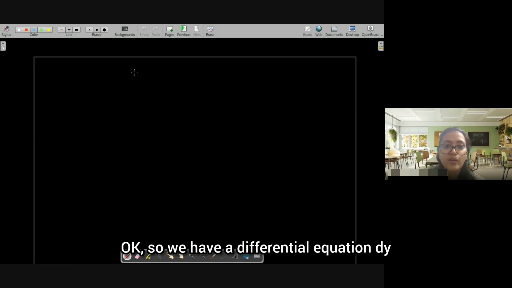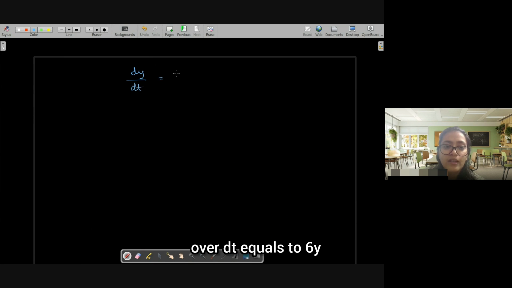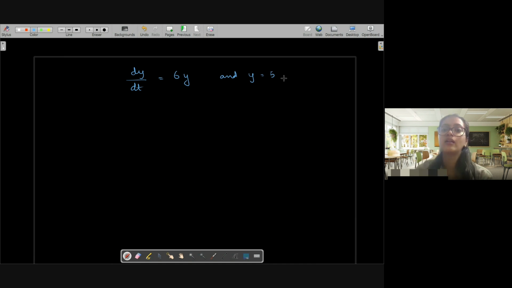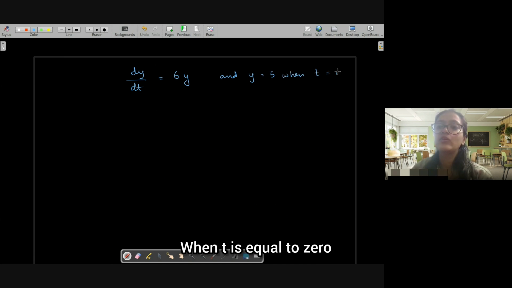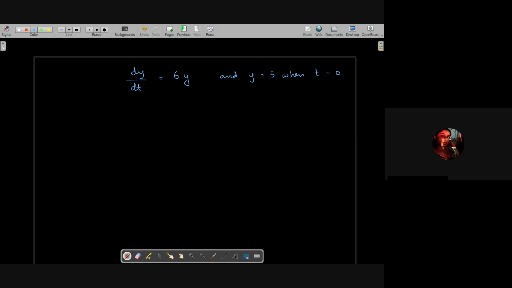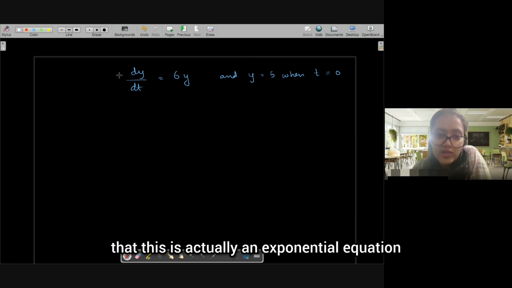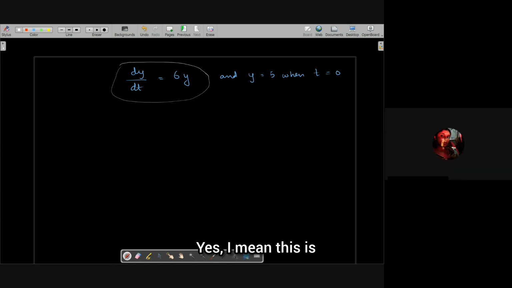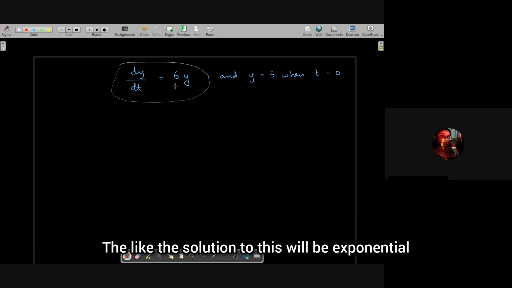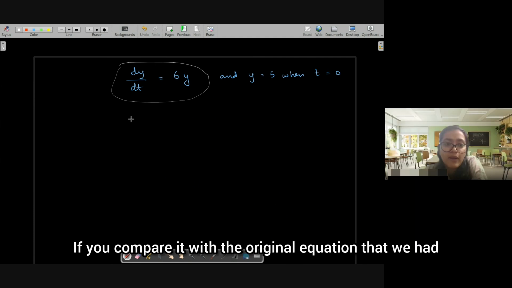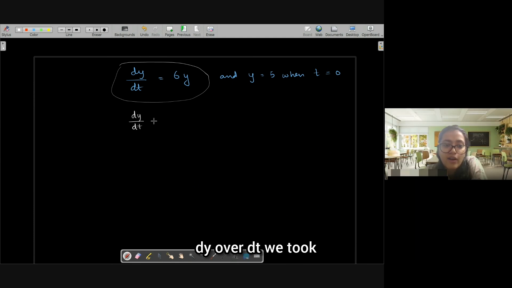Okay, so we have a differential equation, dy over dt equals 6y, and y is equal to 5 when t is equal to 0. We have to solve this differential equation. You have to realize that this is actually an exponential equation. The solution to this will be exponential. If you compare it with the original equation that we had, dy over dt equals ky, the value of k here is 6.